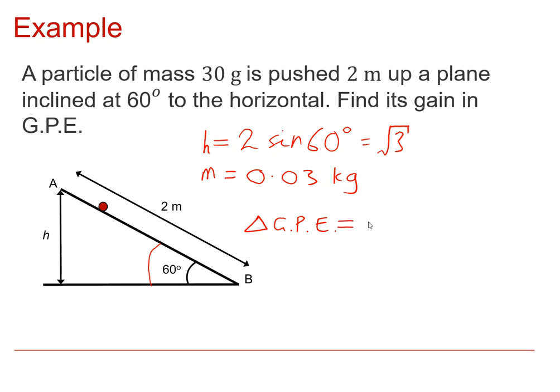So that is mgh, so it's 0.03 times 9.8, because that's the value of g, times the square root of 3, and that is 0.51 joules. Note that I've only used 2 significant figures there, and that's because any calculation where g is played a part should really only be given to 2 significant figures, because g is only being used to 2 significant figures.